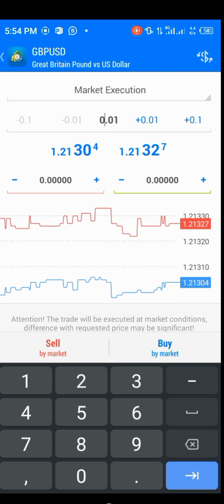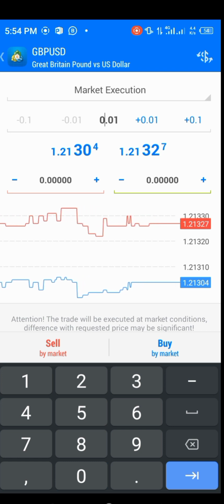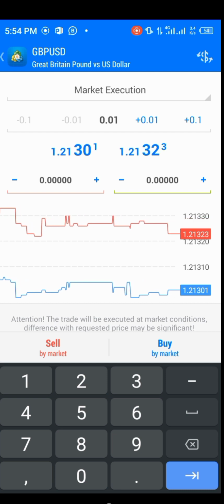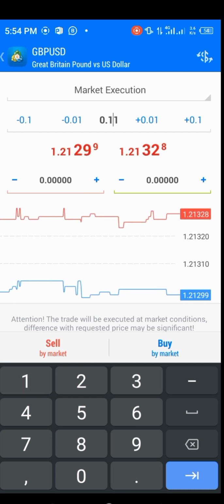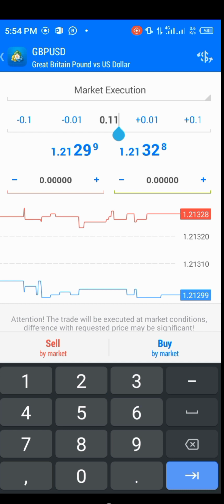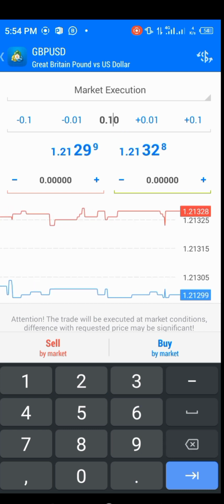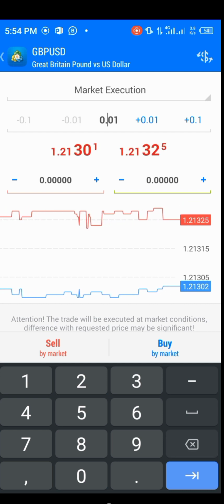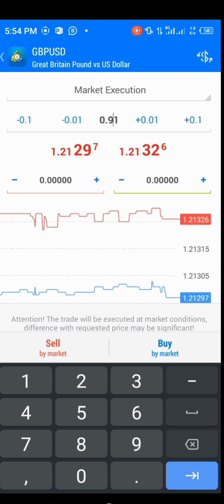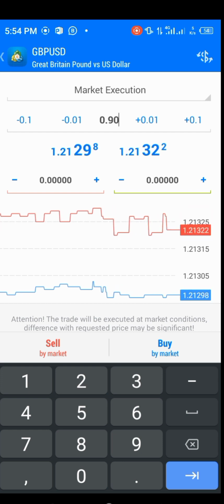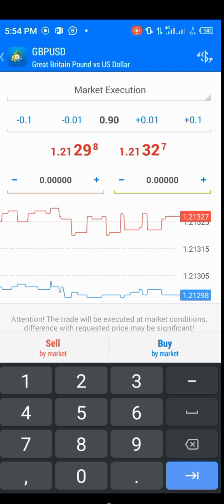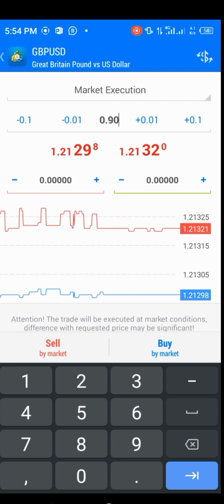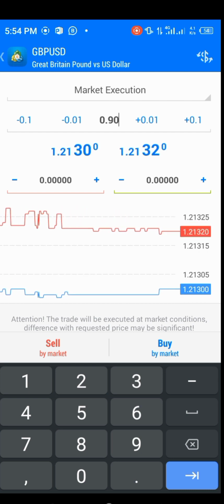Another example of a lot size is what we refer to as a micro lot size. A micro lot size is any lot size that ranges from 0.1 to 0.9. I hope you understand. So you can change this to 0.9 if you want. Let me put 0.9. So it can be 0.9, it can be 0.91, whatsoever. Any value that ranges from 0.1 to 0.9 is what we refer to as a micro lot size.